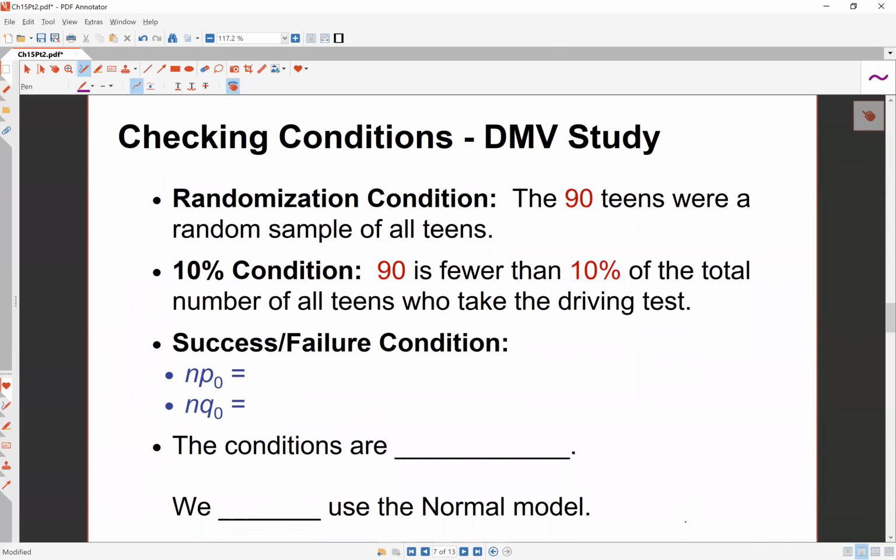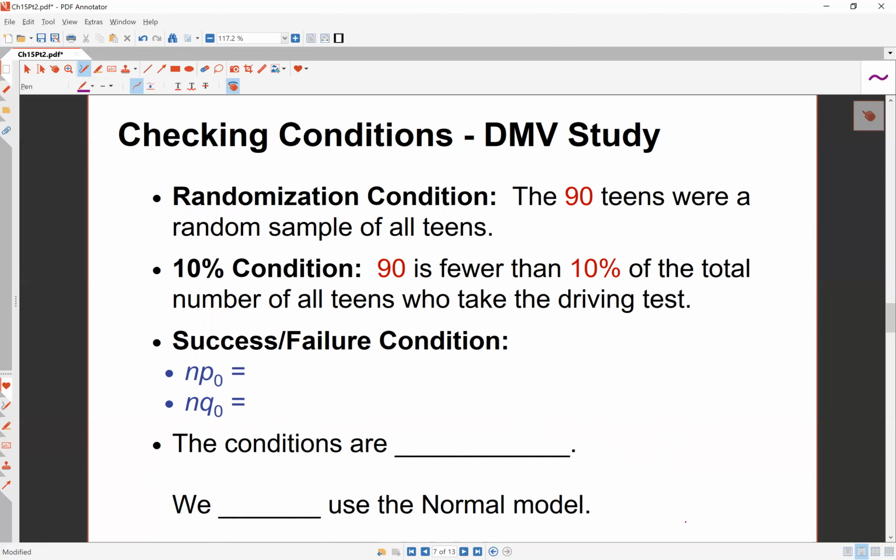Now, in this example, let's also run through the conditions that you want to check. So when we're talking about a proportion test or a proportion confidence interval, first condition is randomization. In this case, we are told that the teens are a random sample. And specifically, if we want to make a statement about teens in general, then the sample needs to be of teens taking the driver test. Like the sample has to be representative. That's why the randomization is so important.